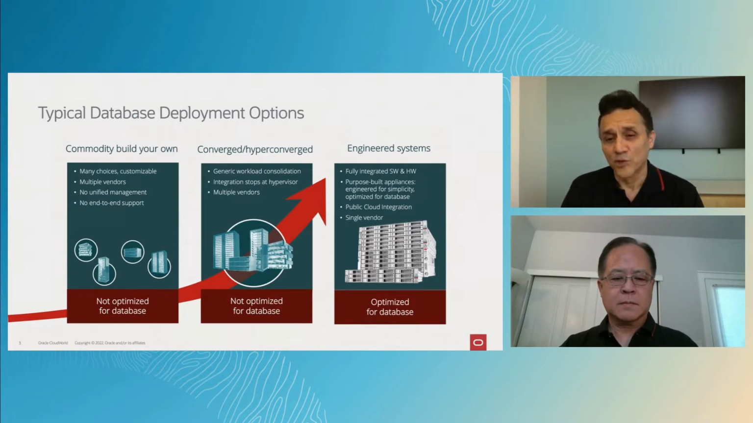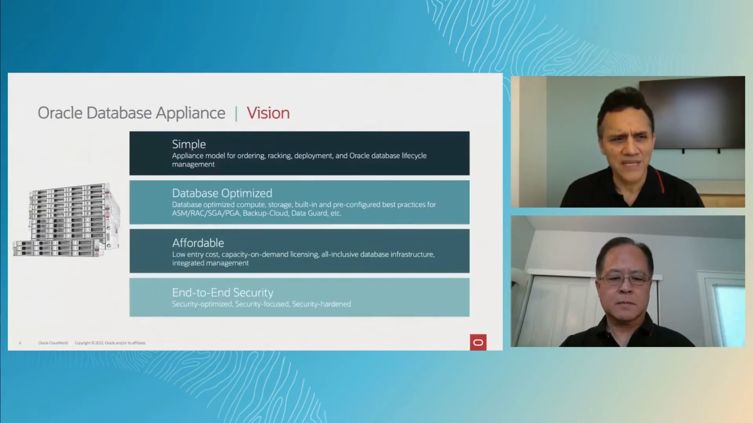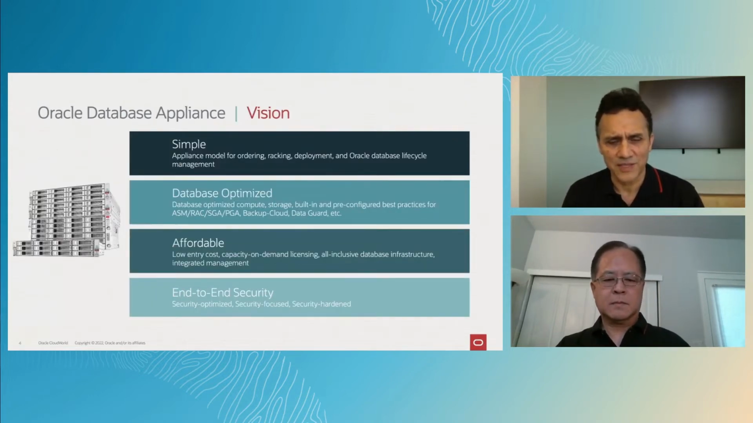Now, if you're looking for a fully integrated software and hardware appliance, one that is purpose-built to give you simplicity in the management of the Oracle Database, that is integrated with the public cloud, and you're going to get a single vendor to support the entire solution, and being optimized for Oracle Database, then you need an Oracle Engineered System. The Oracle Database Appliance is one of the engineered systems. And let me tell you what the main values of the Oracle Database Appliance are.